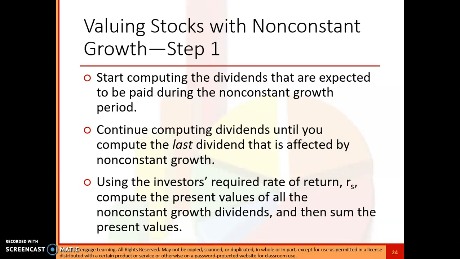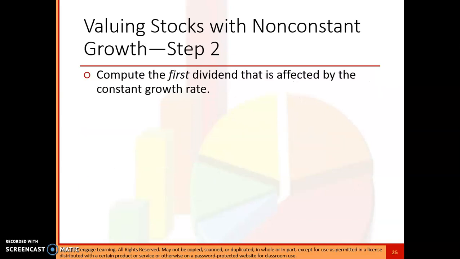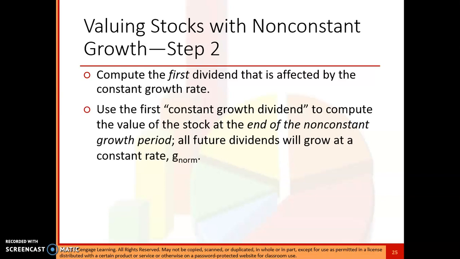You compute the present value of all those non-constant growth dividends and then sum up the present values. This methodology does the calculation in 2 steps, which is just fine. You can actually do the calculation effectively in one single calculation, and that is shown in the non-constant growth model lecture. As I mentioned, they compute the first dividend that is affected by the constant growth rate. This is an unnecessary step.